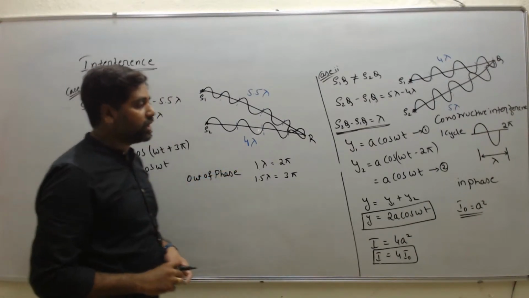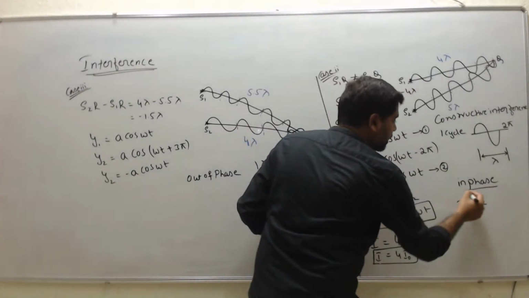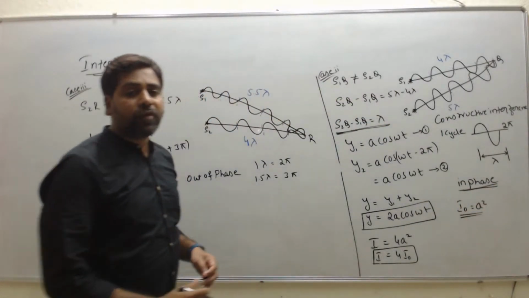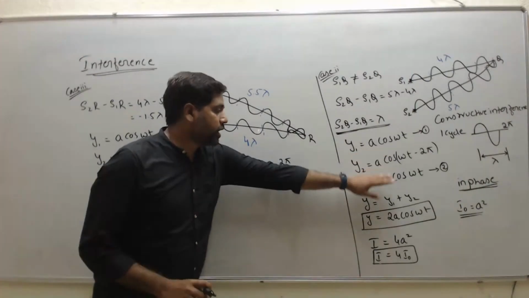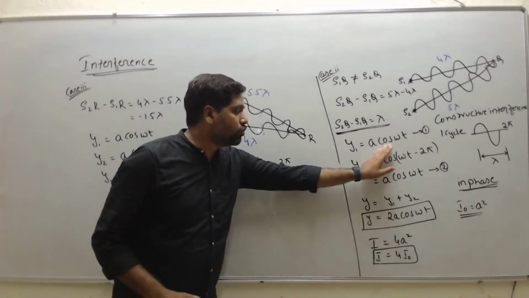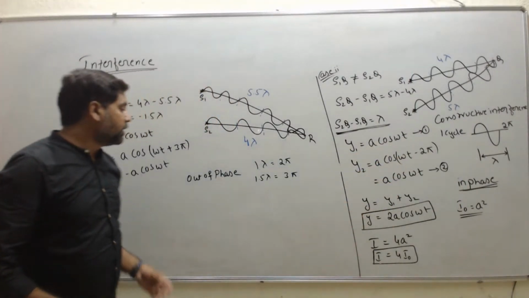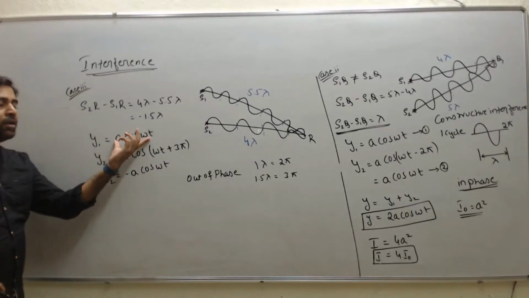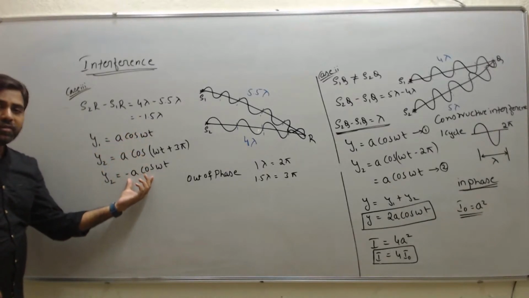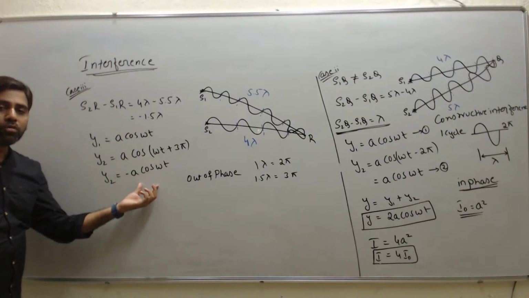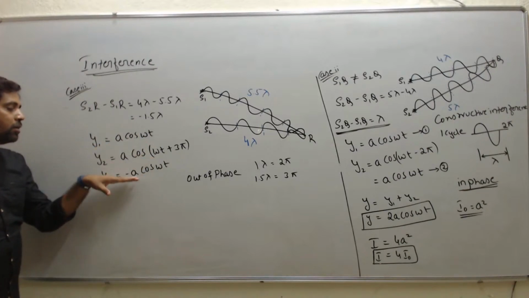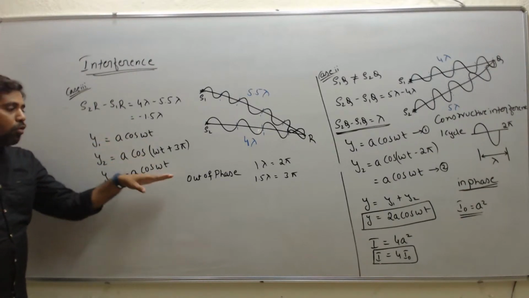So in the previous case we discussed, these two are in phase because y1 is equal to y2, hence these two waves are in phase. Here, if you observe, y1 is positive and y2 is negative, that is out of phase. So y1 and y2 are out of phase.